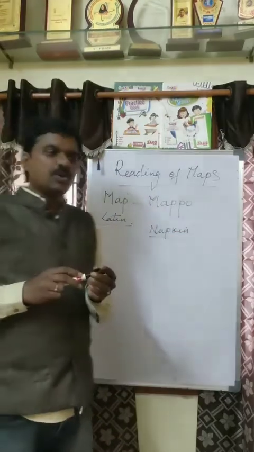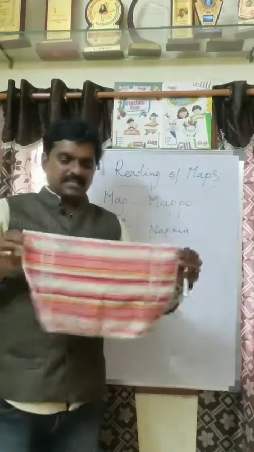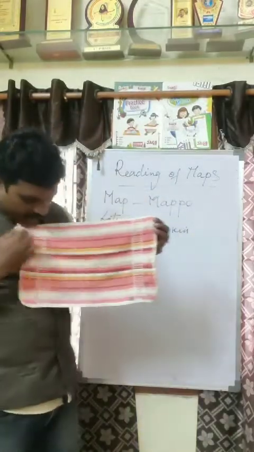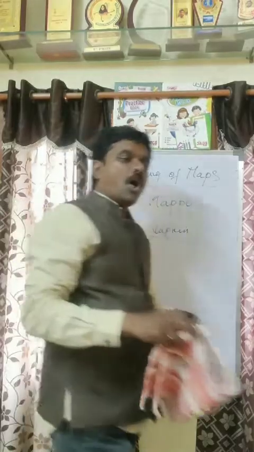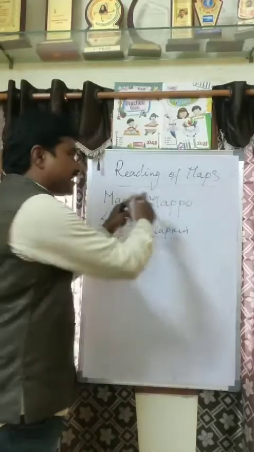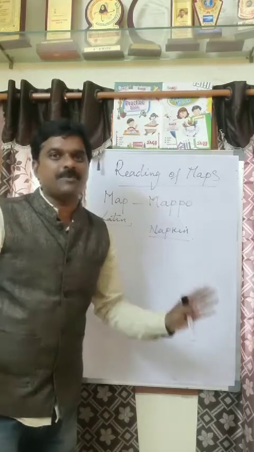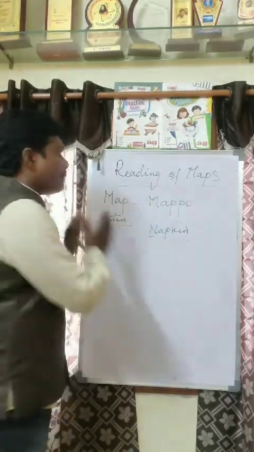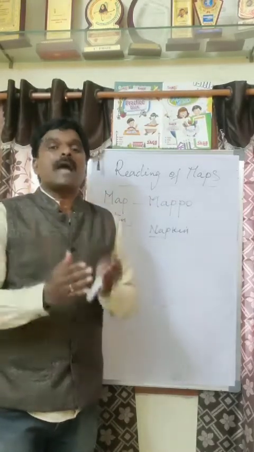Sir, napkin, what is napkin? So dear students, you know what is a napkin. For example, if you observe, this is the napkin. This is a flat napkin. All the maps are in the shape of a napkin. So the word map is derived from the Latin word mappo, which means napkin.